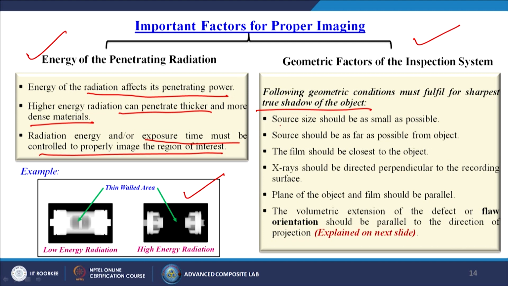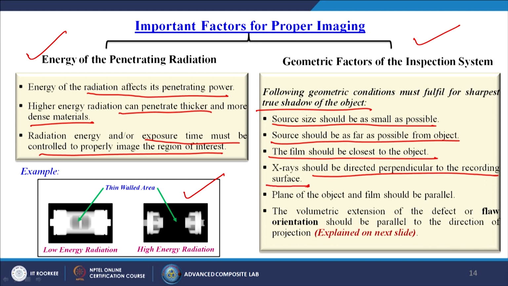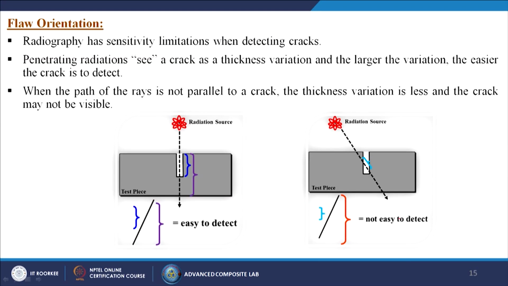First, the source size should be as small as possible. The source should be as far as possible from the object itself. The film should be closest to the object. X-rays should be directed perpendicular to the recording surface itself. So, the plane of the object and the film should be parallel. The volumetric extension of the defect or flaw orientation should be parallel to the direction of projection, which we are going to discuss shortly.